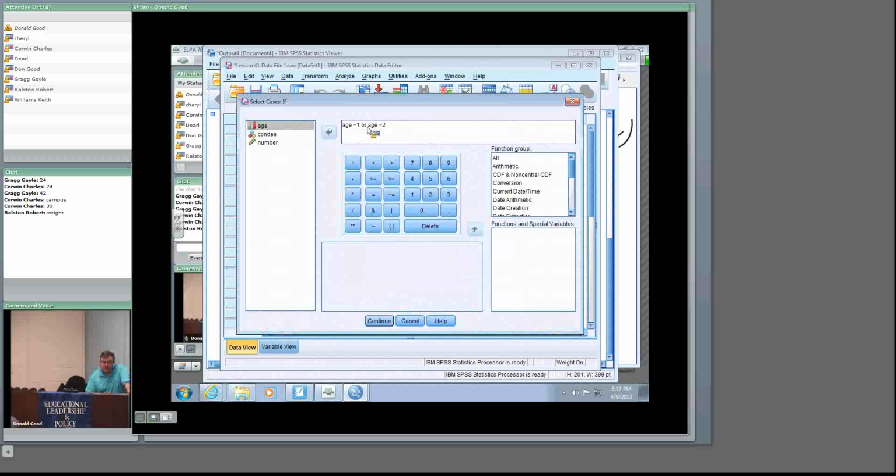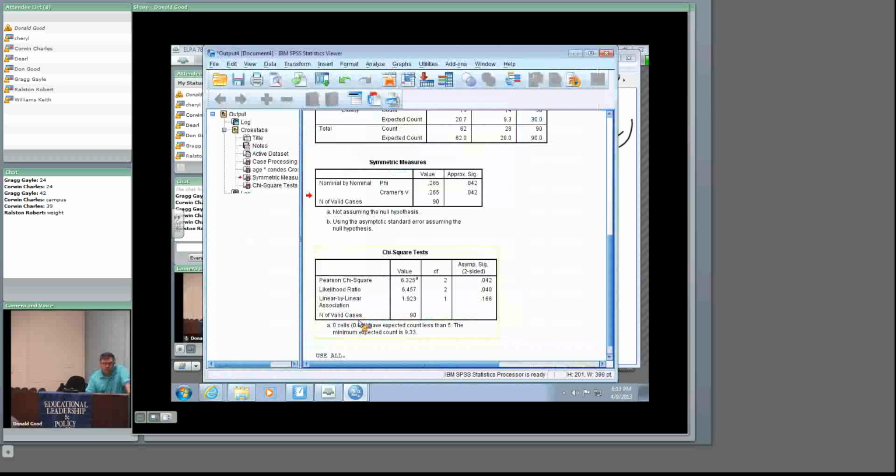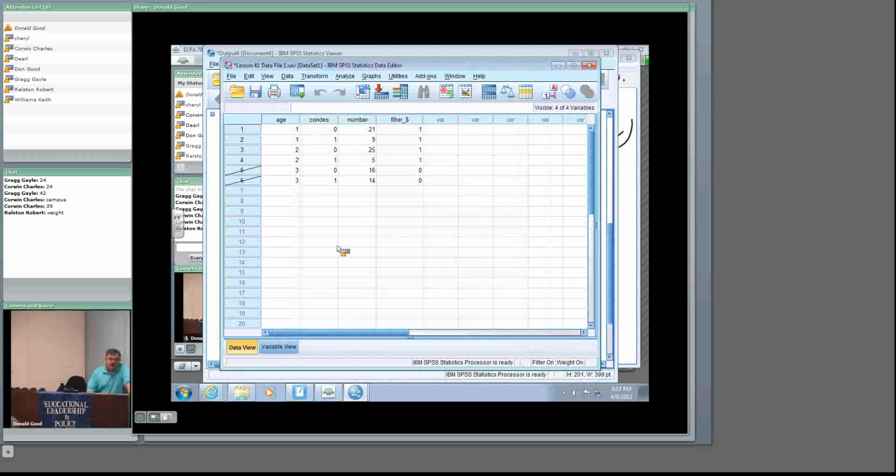So when I click continue, watch what happens. When I get rid of this, watch what happens. When I go back to find my data set, watch what happens. There it is. It marks out the ones where age is 3. See how it marks those out? So I'm going to do the same analysis, but I'm throwing out the 3s.